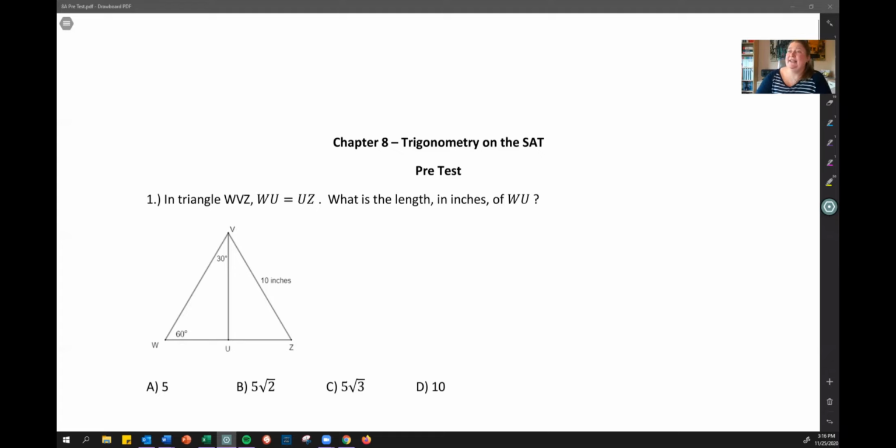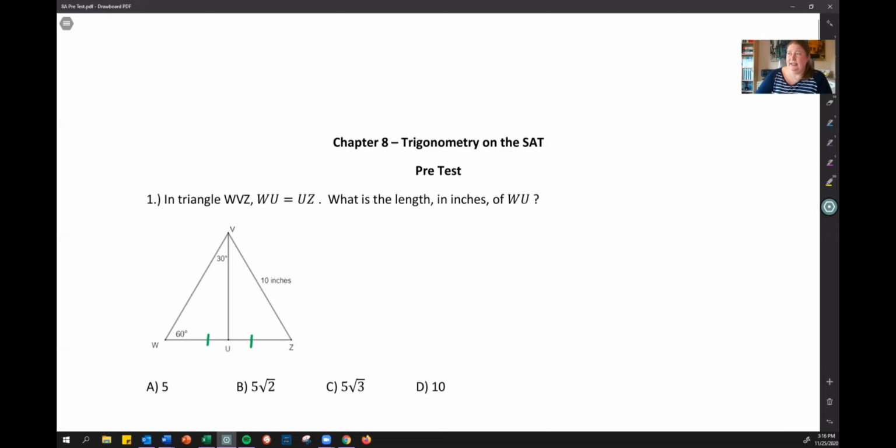So here we go. The first one says in triangle WVZ, WU equals UZ. Let's make sure that we mark that off. WU is right here and UZ is right here. I like to use those little hash marks to show that we have equal lengths or congruent sides.